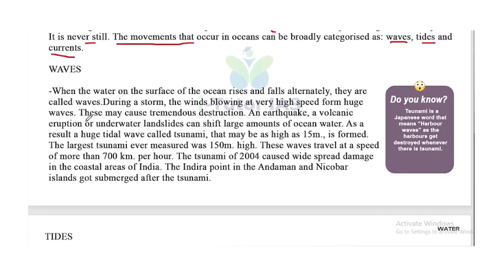Now, what are waves? Look at this. When the water on the surface of the ocean rises and falls alternately, they are called waves.